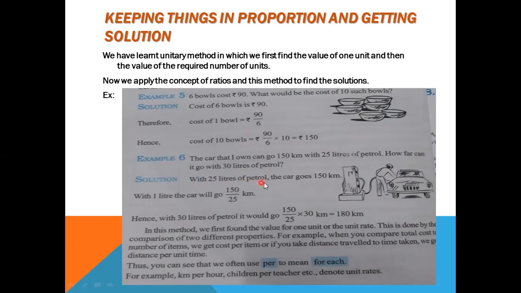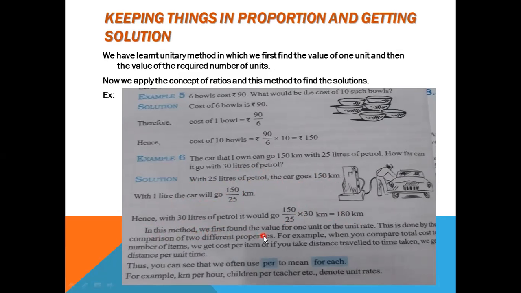See here, with 25 liters of petrol, the car goes how many kilometers? 150 kilometers. With 1 liter, first we have to find 1 liter. With 1 liter of petrol, how many kilometers can it go? So 150 by 25 we will get. So hence with the 30 liters of petrol it would go 150 by 25 into 30. So we will get 180 kilometers. So with the 30 liters of petrol it will go 180 kilometers.